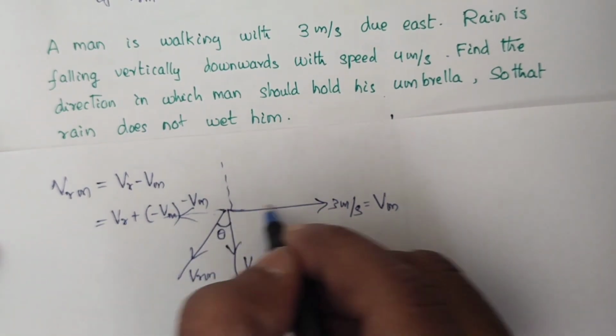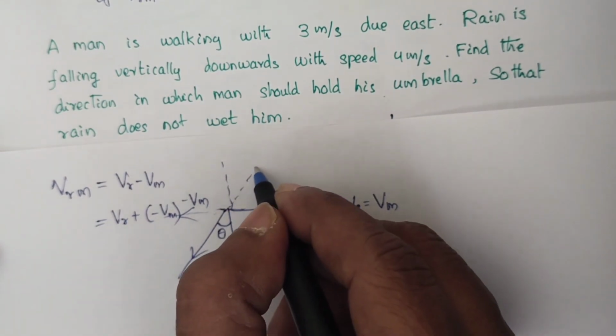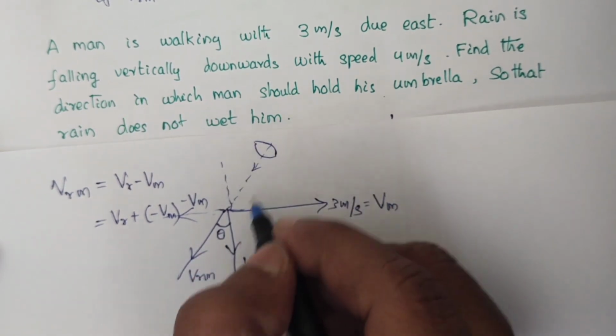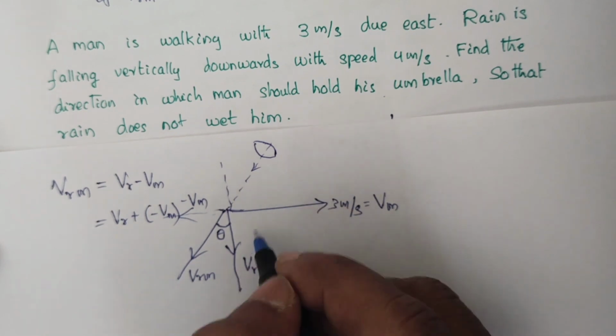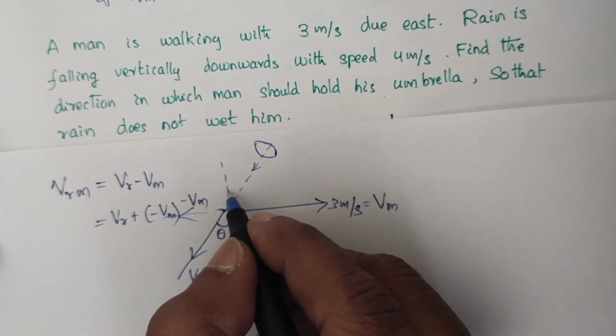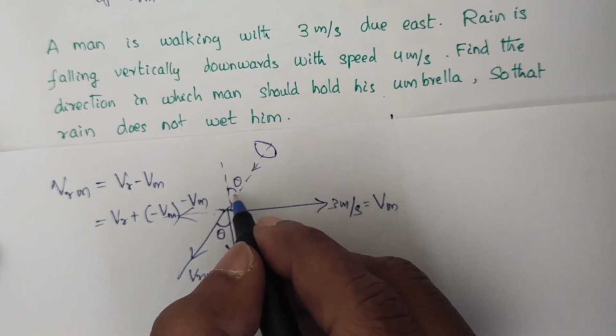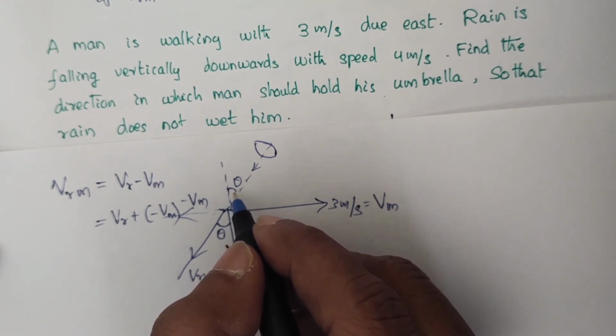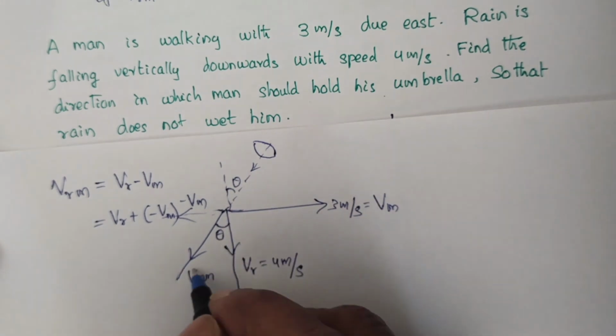So you see, if it is a ground in this way, we should hold the umbrella for not getting wet. The man should hold the umbrella. So this angle theta, which is vertical towards east, towards east of vertical, this is called the angle east of vertical. Let us find this angle or this angle, both are equal.